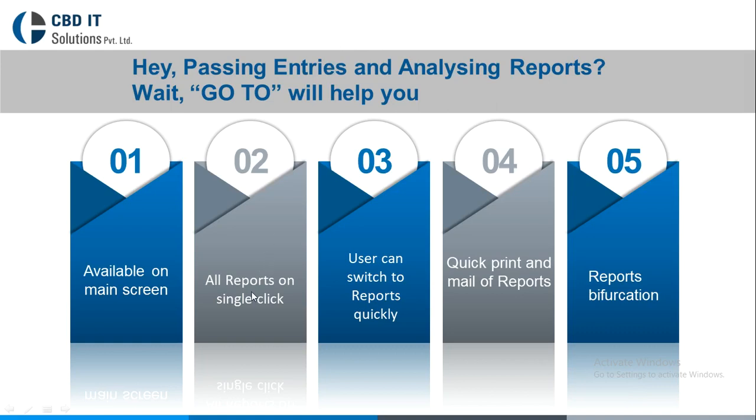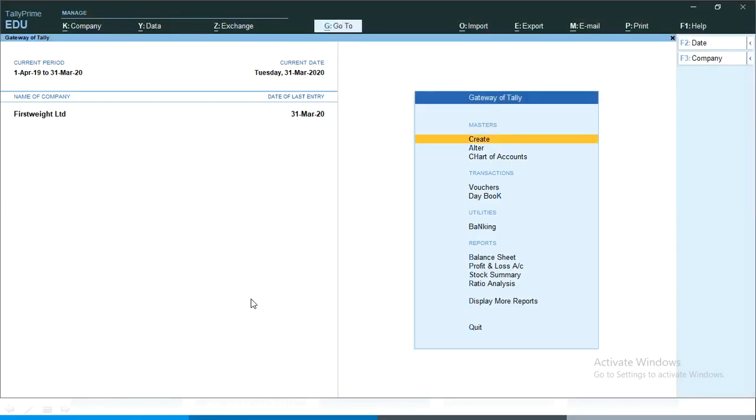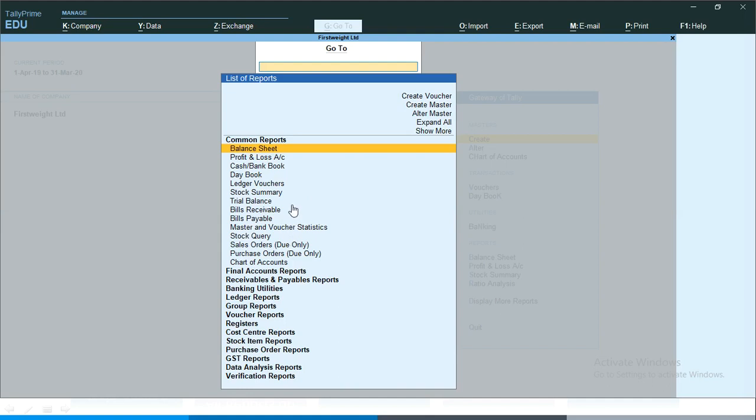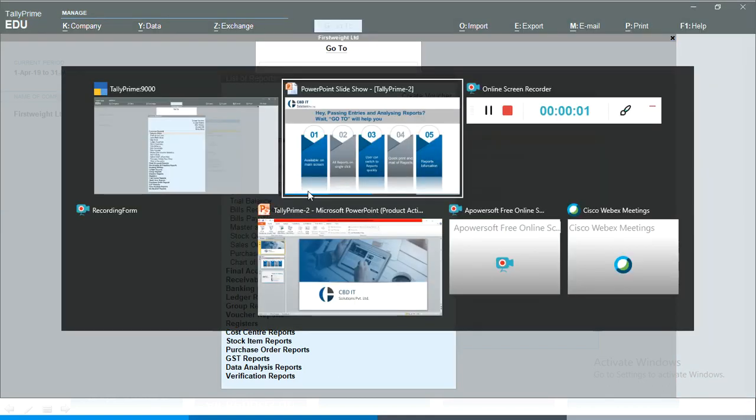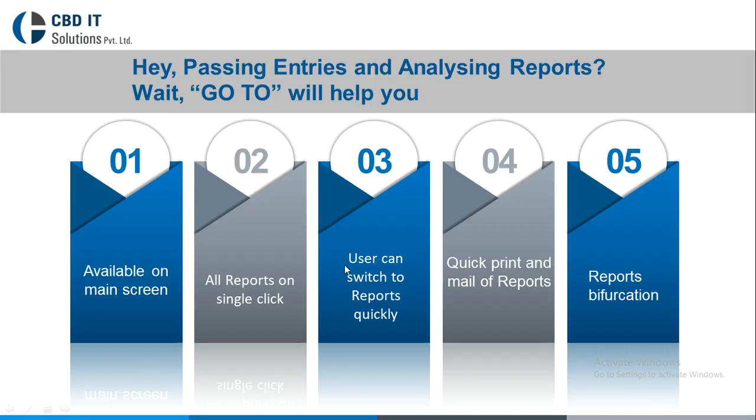All reports on one click, single click. So all the reports are available on a single click. Just click Alt G, that is GoTo, and all reports are available on a single click. This GoTo feature is useful for both accountant and businessman. Let's see how it is useful for accountant.